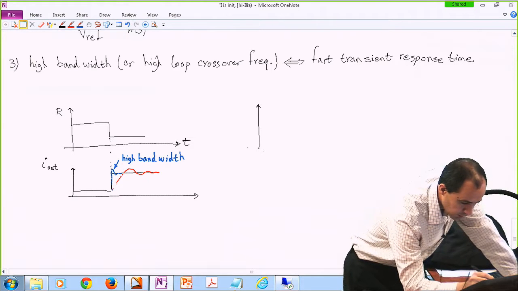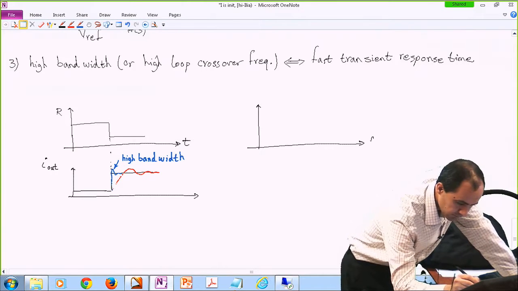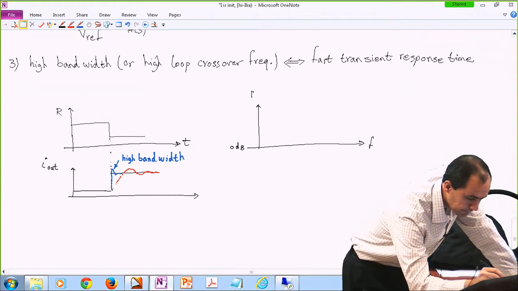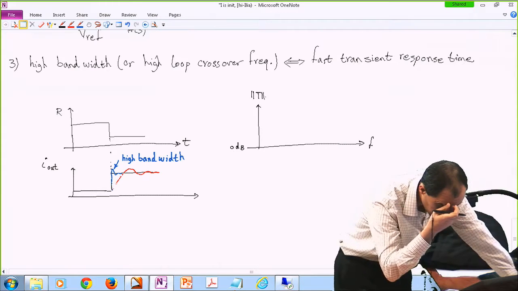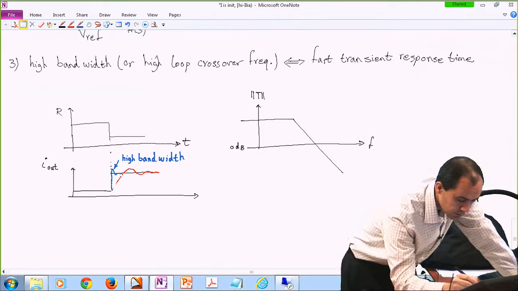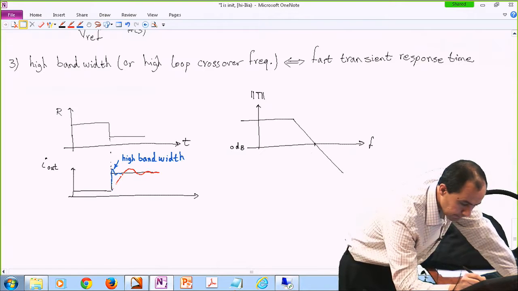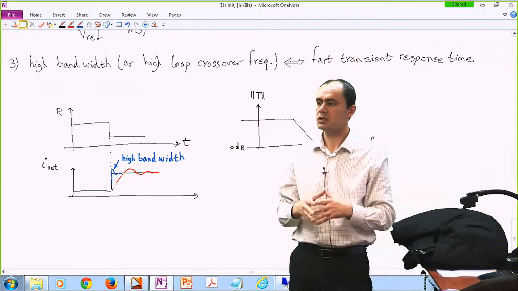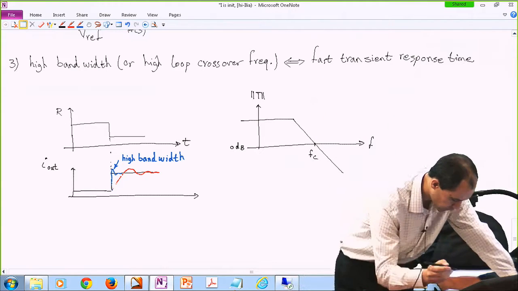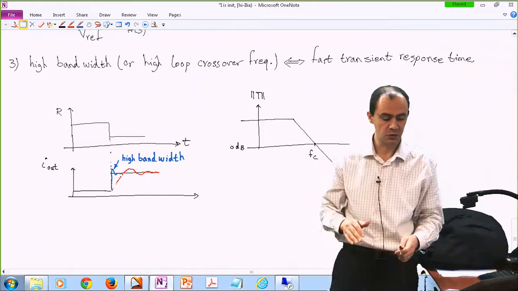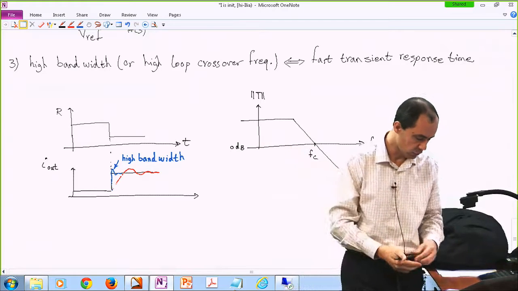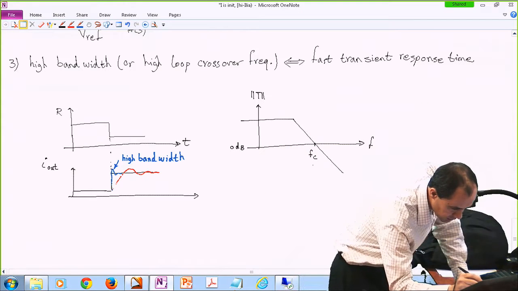If I draw the Bode plot of the loop gain, let's say it looks like this. When my loop gain is 1 or 0 dB, that's called the crossover frequency, because you are going from positive dBs to negative dBs, or from gains higher than 1 to gains lower than 1. So this is called the crossover frequency, or omega c over 2 pi.